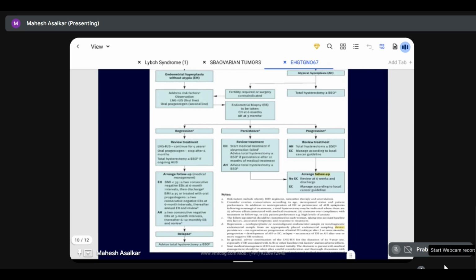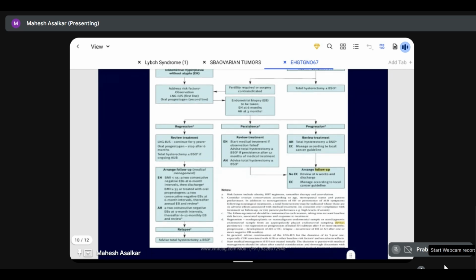If it is an endometrial hyperplasia and BMI is less than 35, with 2 consecutive negative endometrial biopsies at 6 months interval, then the patient will be discharged. If the BMI is more than 35 or treated with oral progestogens, in that particular case, 2 negative endometrial biopsies at 6 months intervals, thereafter annual endometrial biopsy. At any time if there is a relapse, she will be advised total abdominal hysterectomy with bilateral salpingo-oophorectomy. So you have to understand the scenario, what exactly the scenario is.